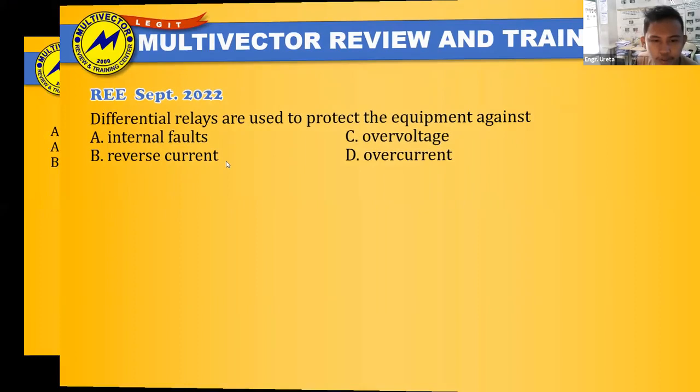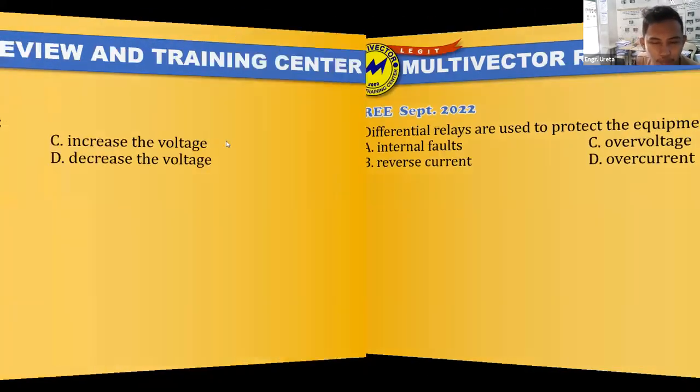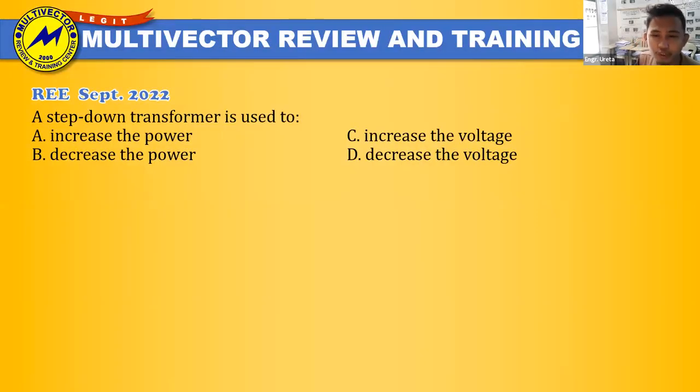Next question, lumabas nung September 2022 pa din. Actual ng September 2022 yan. A step-down transformer is used to blank. A step-down transformer, mathematically, pwede rin natin siyang express as a transformer ratio, NP all over NS. Kapag mas malaki yung number of turns ng primary sa secondary, step-down transformer.